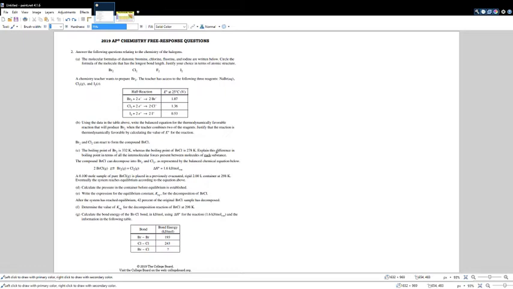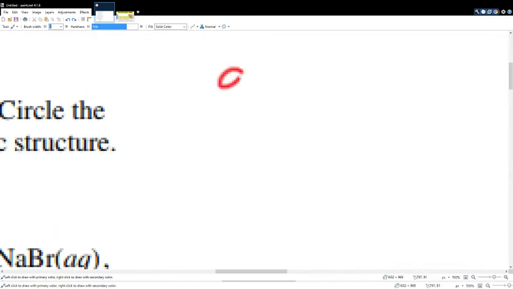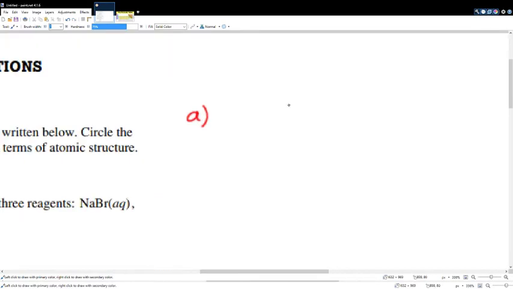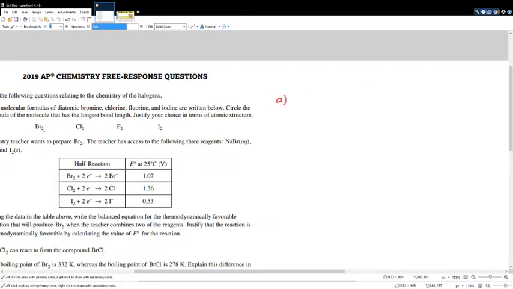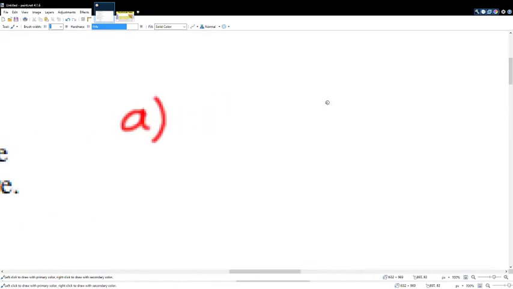structure. So the first thing that clicked in my head when I was looking at this question was, do any of these diatomics have double or triple bonds? And the answer is no. And this becomes really apparent if you write out their Lewis structures and their Lewis diagrams.